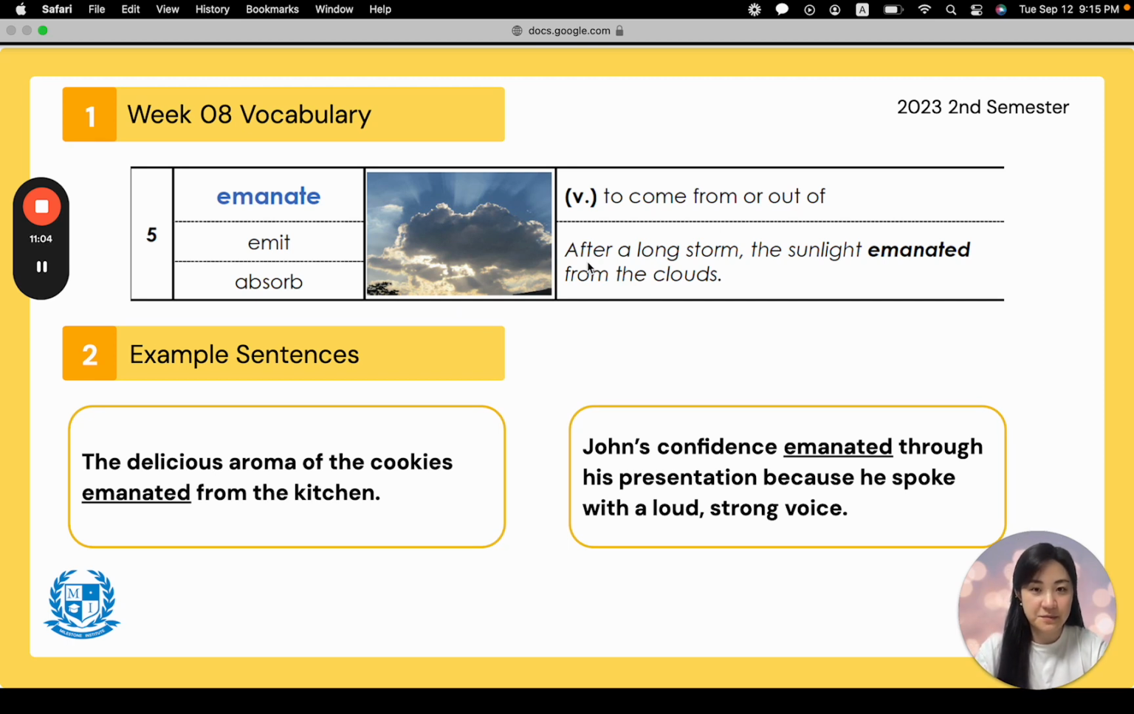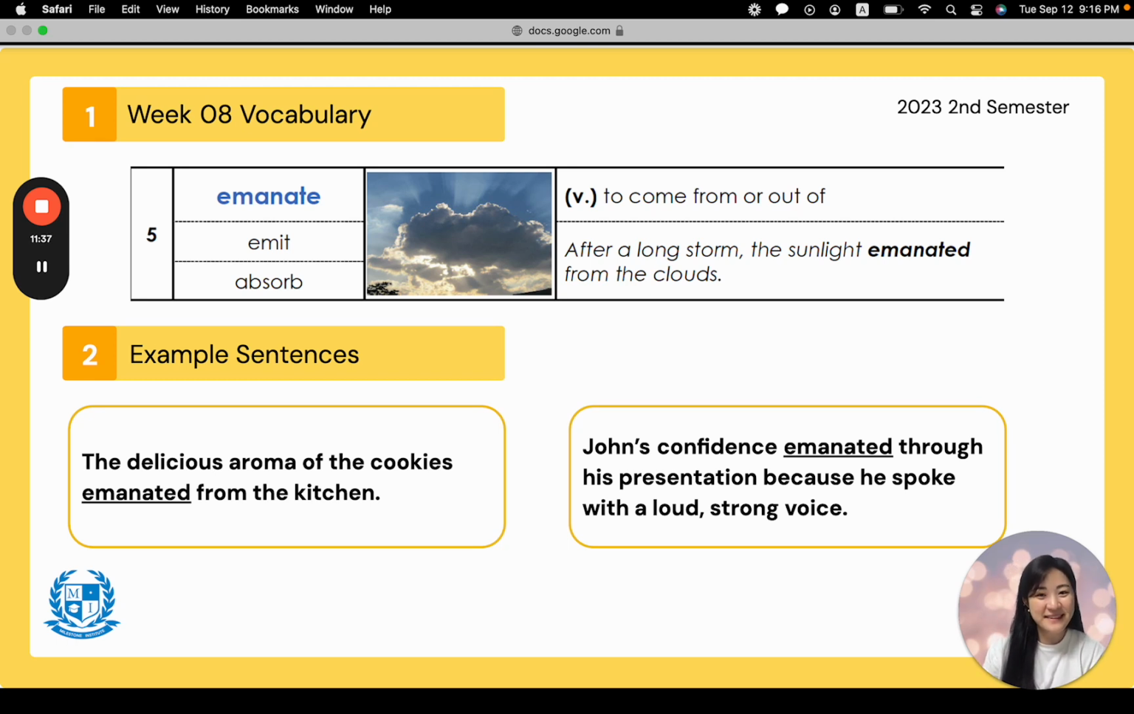So to come through. Example sentence at the bottom says, the delicious aroma of the cookies emanated from the kitchen. Yes, you asked just now, can we use the word from last week, waft? Week 7, number 3, it says waft, to cause to move gently through the air. So yes, we can use this here for this sentence as well. The delicious aroma of the cookies emanated, it came out of the kitchen.